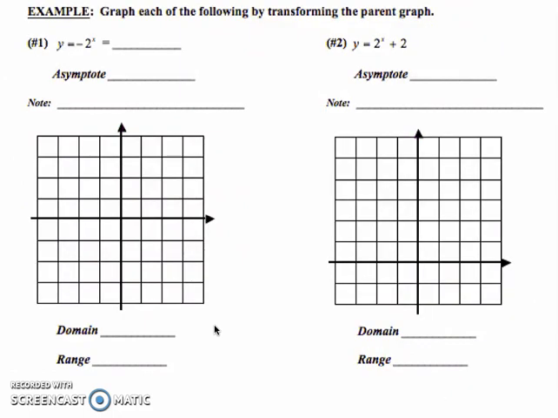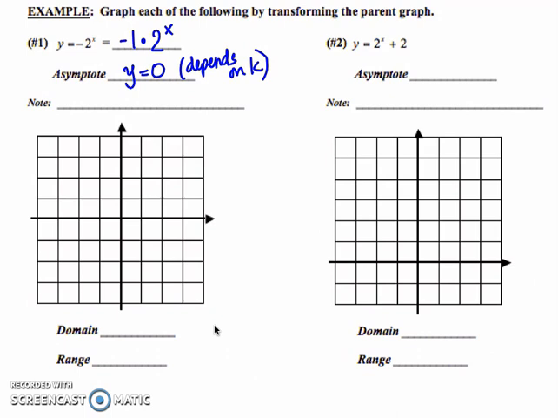On the next screen, we're going to graph each of the following by transforming our parent graph. So when we look at the first function, y equals -2 to the x power, I'm going to rewrite this as -1 times 2 to the x. Okay, we're still going to have an asymptote at y equals 0. The only time that changes is if we have a vertical shift. So if you wanted to put a little note here, this depends on if we have a k value. That's the only time our asymptote is going to move. Otherwise, it's always going to be at 0.